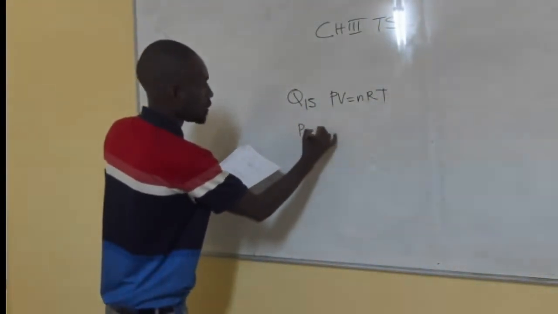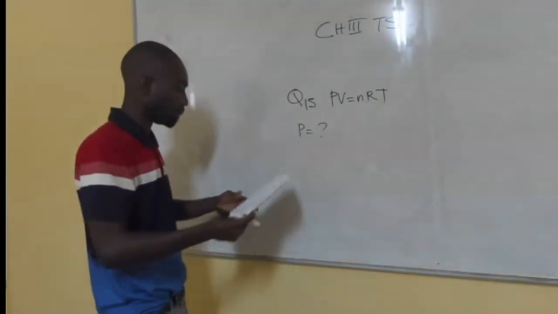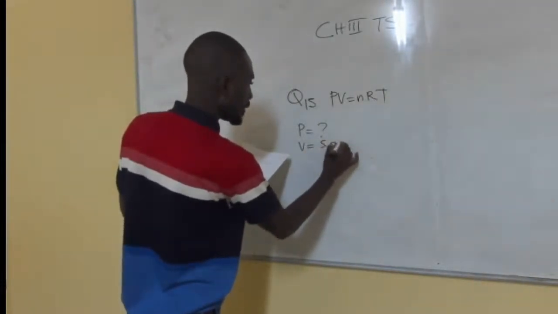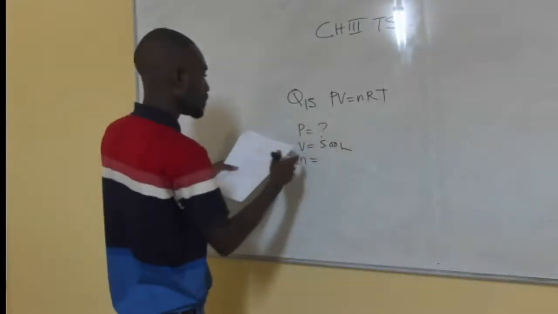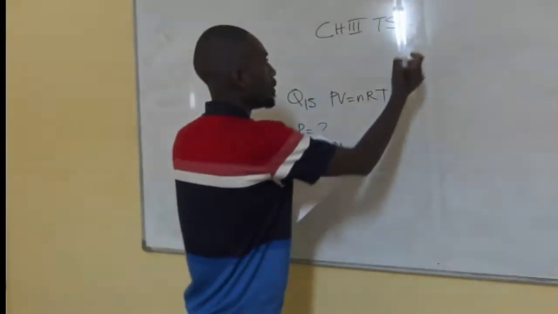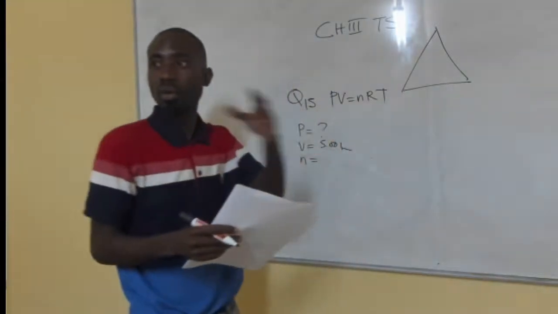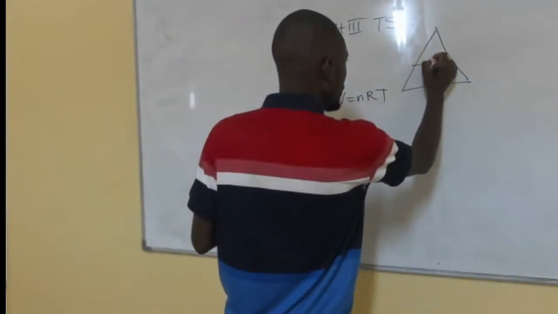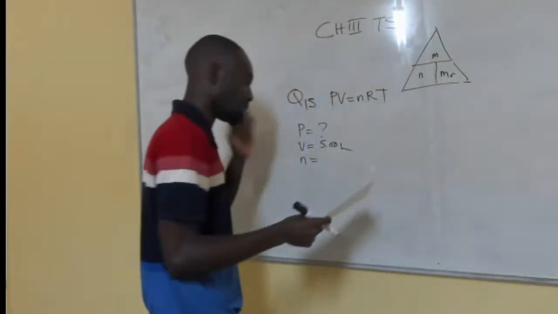So the pressure we don't know. But the volume we know, which is 5 liter. Number of moles we need to calculate. If you are attending my classes, most cases, I was giving this triangle, which is very much important, which can help you to solve a lot of problems once you face them.